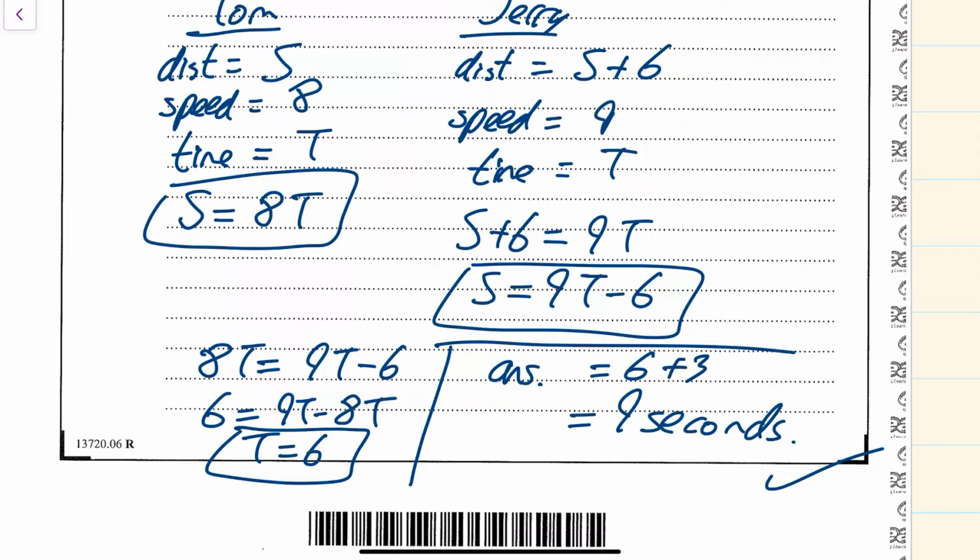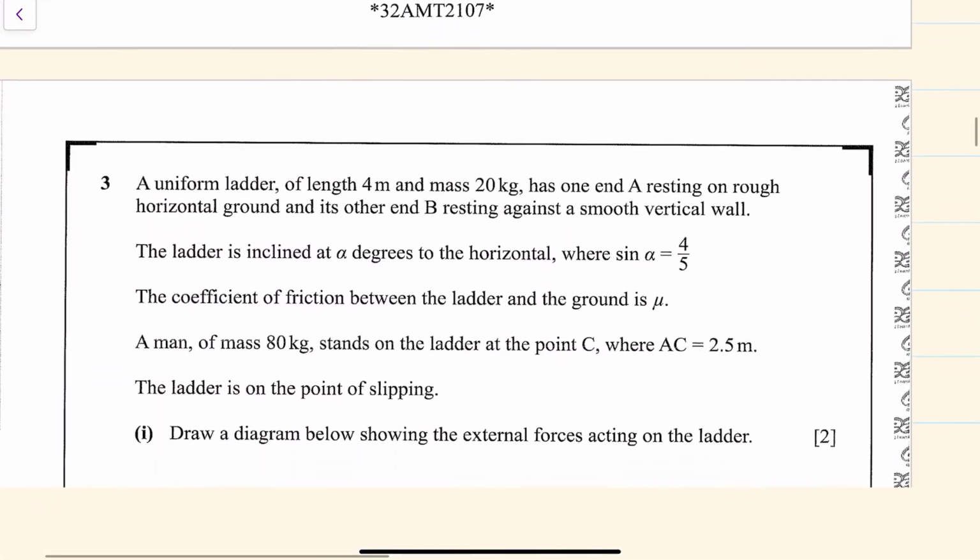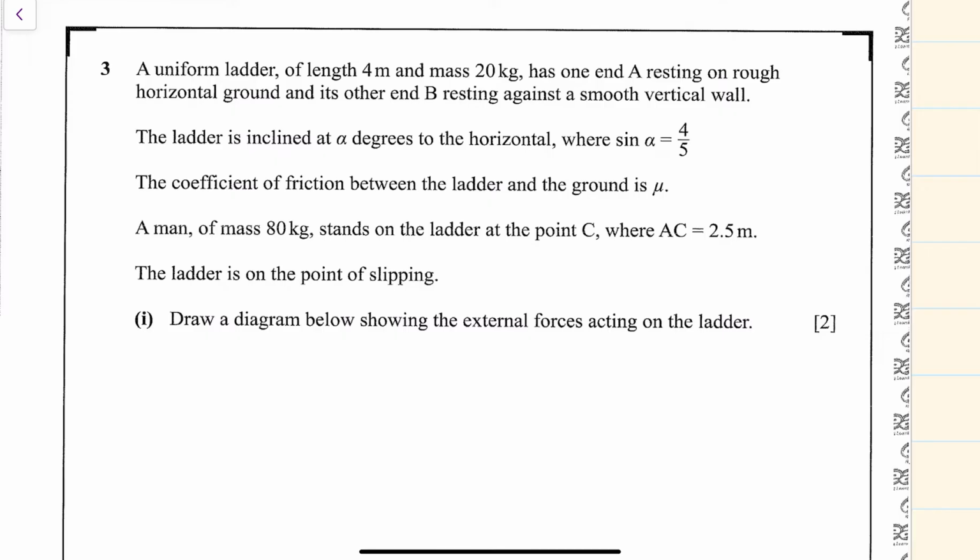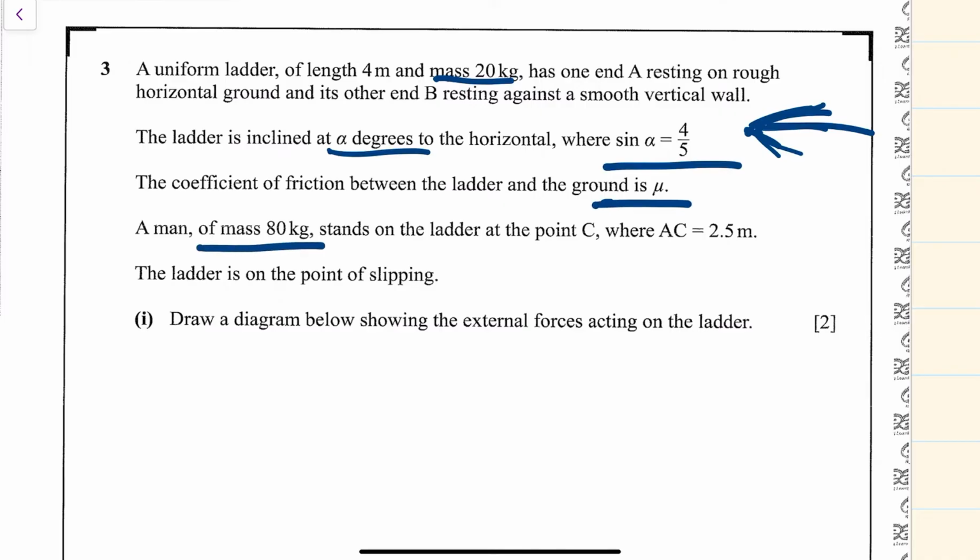Okay, we are on to question 3. Lovely question here. Question 3 says a uniform ladder of length 4 meters and mass 20 kilograms has one end A resting on a rough horizontal ground and the other end B resting on a smooth vertical wall. The ladder is inclined at alpha degrees to the horizontal, where sine alpha is equal to 4 over 5. If you're going in doing an exam like this soon, folks, you really need to understand what I'm going to be doing with this. Very, very important. The coefficient of friction between the ladder and the ground is mu, we don't know it. A man of mass 80 kilograms stands on the ladder at C, where AC is equal to 2.5, and the ladder is on the point of slipping.